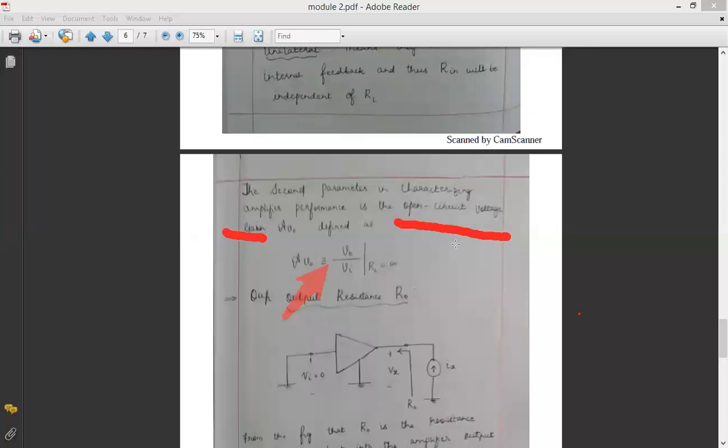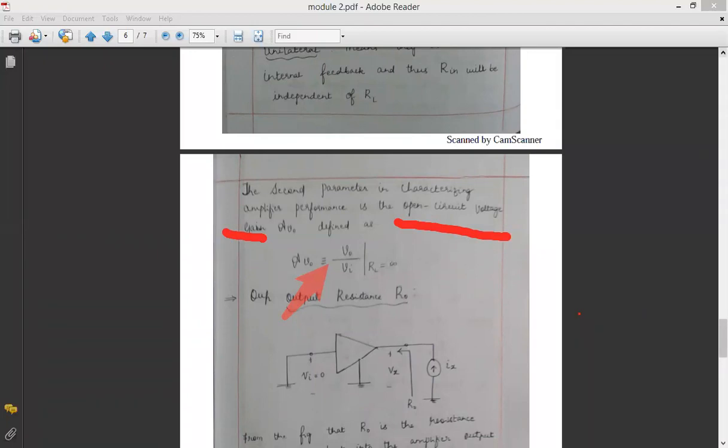Open circuit voltage gain. Why do we call it open circuit voltage gain? When we don't connect RL, or when the value of RL is very, very high. When the resistance is very, very high, it results in open circuit voltage. Understood? Very, very important.